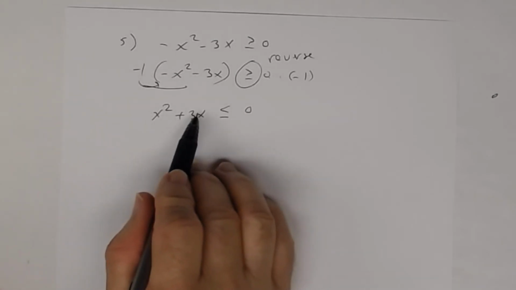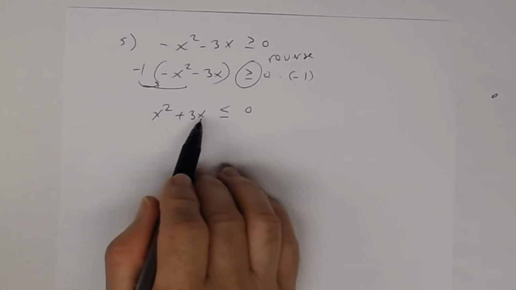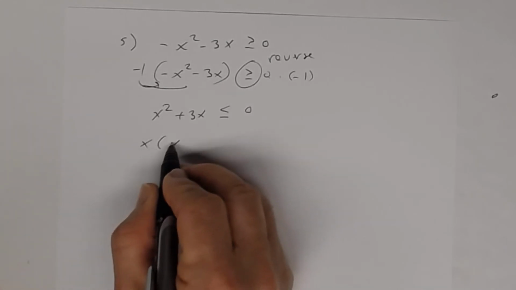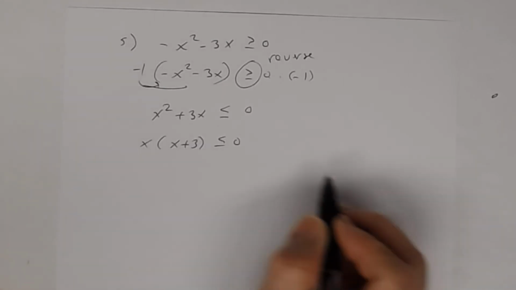So notice, though, that for this one, you're going to factor out the x. So the GCF is x. There's only 2 terms there. So you get x times x plus 3 is less than or equal to 0.